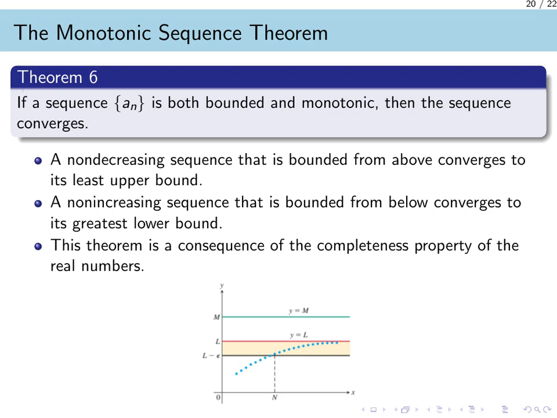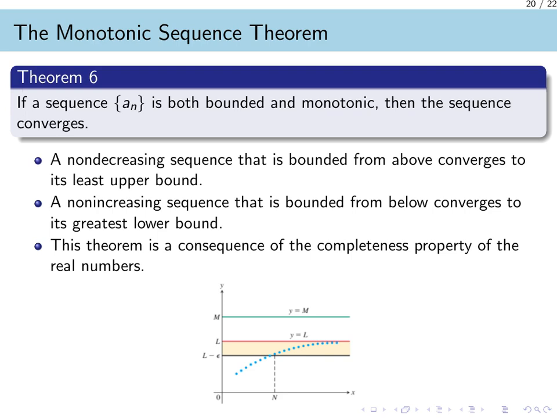We now arrive at a powerful result that connects the ideas of boundedness and monotonicity. The monotonic sequence theorem provides a simple condition that guarantees a sequence will converge. The theorem states that if a sequence is both monotonic, meaning it only moves in one direction without reversing, and bounded, meaning it is confined between some upper and lower values, then that sequence must converge to a limit. This breaks down into two key scenarios.